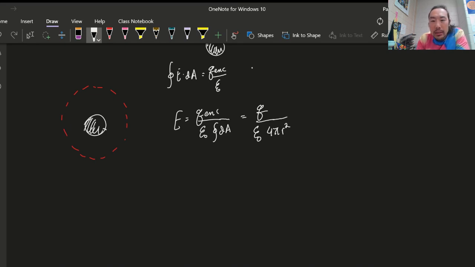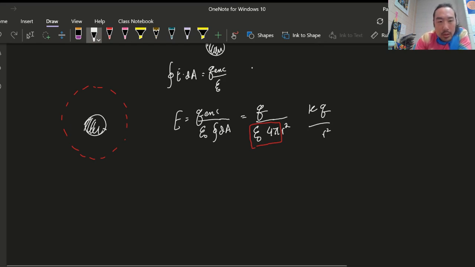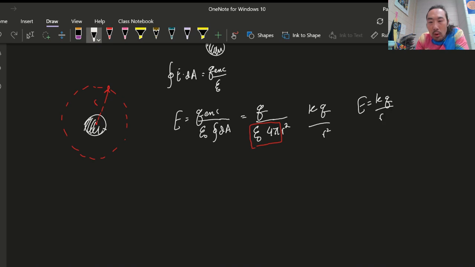If you take a look here, we know that the epsilon naught and the 4 pi, 1 over that is k, and so what we get is kq over r squared, where r is any distance away. So from, let's say, here to here, at this point we can say this is r distance away. And so this tells us the formula for the E field at a distance r away. And you'll notice that this is just simply the point charge E field formula, where we discussed that E is kq over r squared.